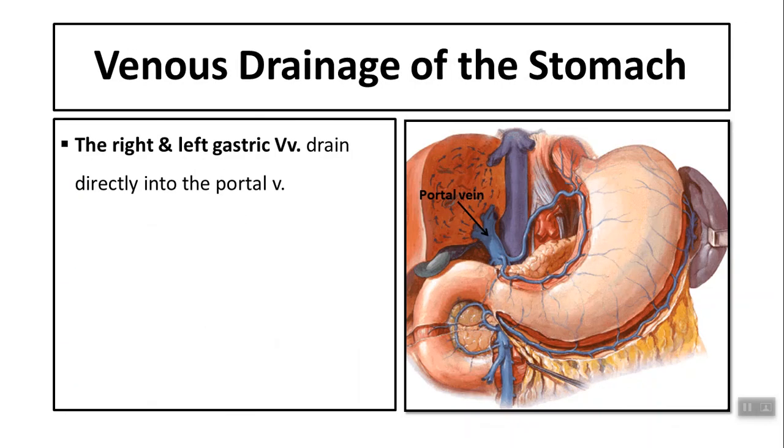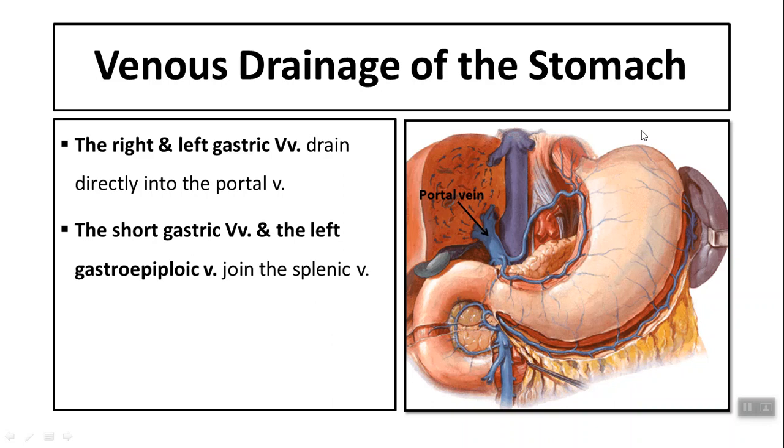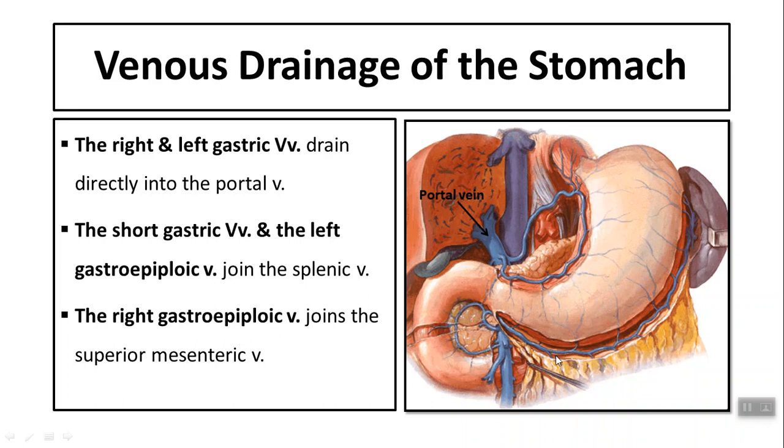The venous drainage of the stomach. All blood from the stomach will pass eventually to the portal vein. So we have the right and left gastric veins that drain directly to the portal vein. The short gastric veins and the left gastroepiploic vein will join the splenic vein that passes behind the stomach. The right gastroepiploic vein will join the superior mesenteric vein directly.